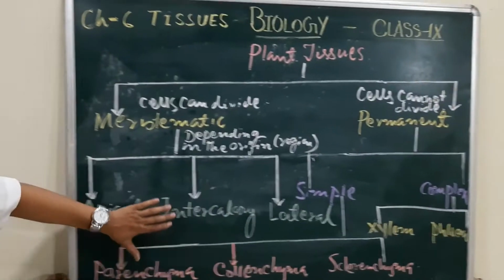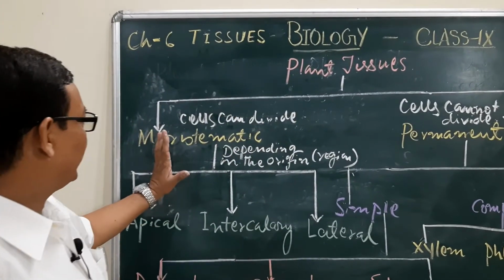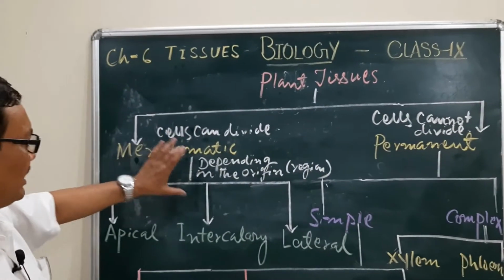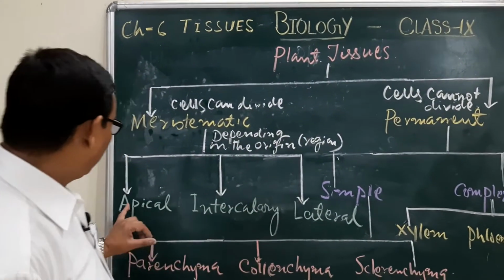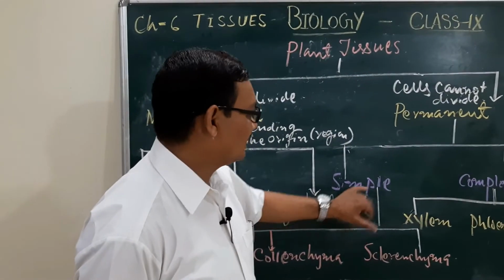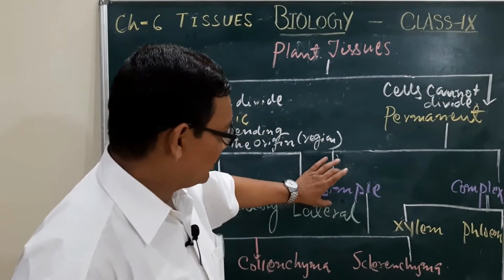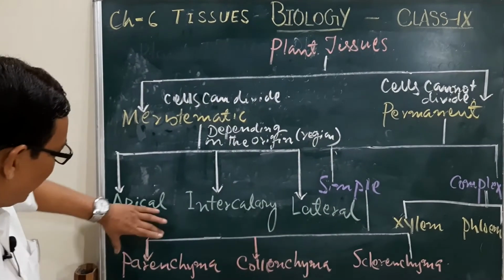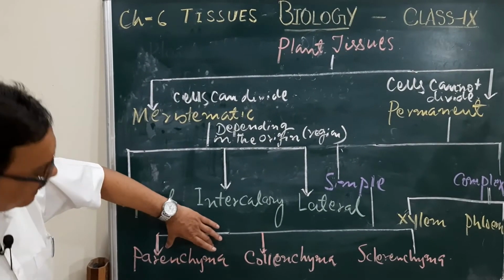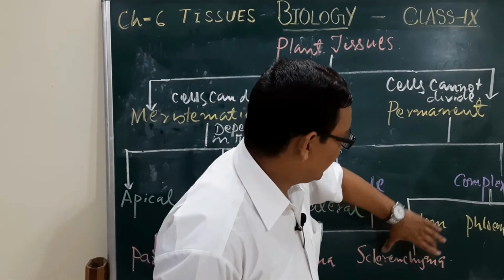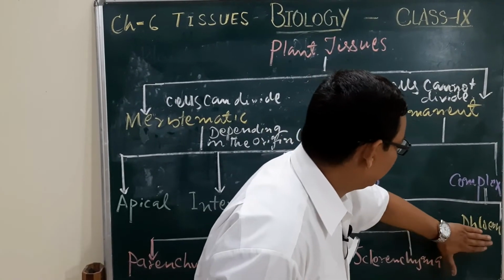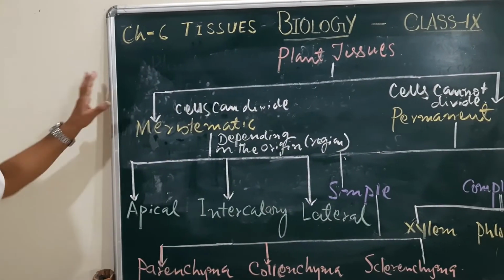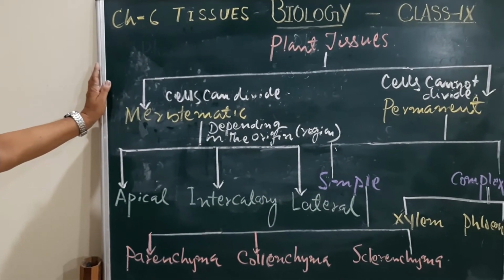So these are some different types of tissues. The first category is the meristematic, and the second one is the permanent. Meristematic again divided into three: the apical, intercalary and the lateral. Permanent divided into two main types: the simple and the complex. And the simple again further divided into parenchyma, collenchyma, sclerenchyma, and complex tissue divided into xylem and phloem. There are two different categories of the complex: xylem and phloem.